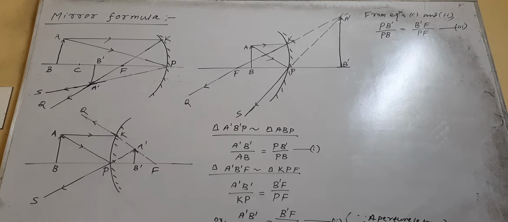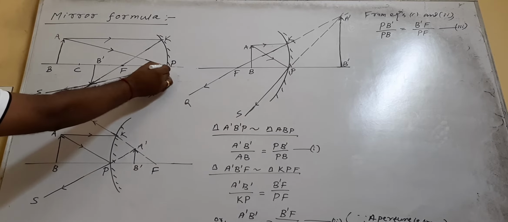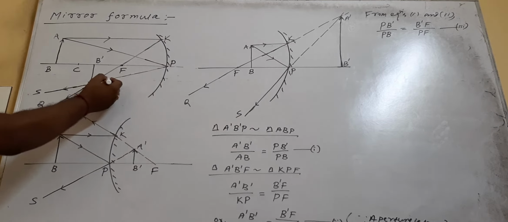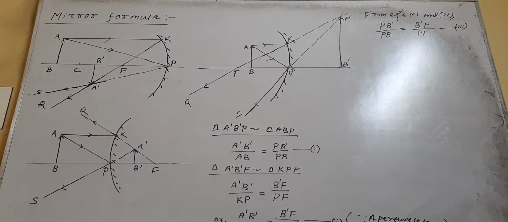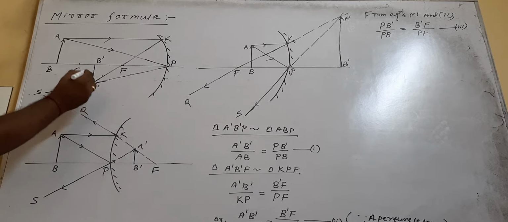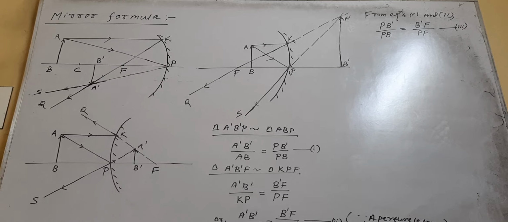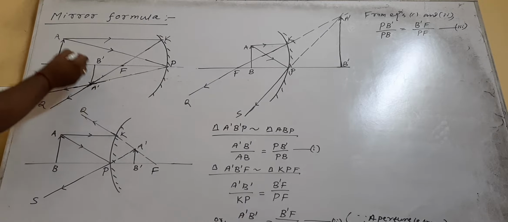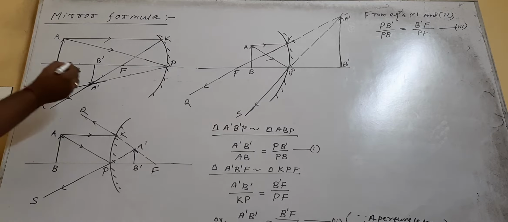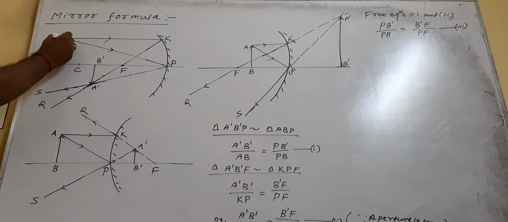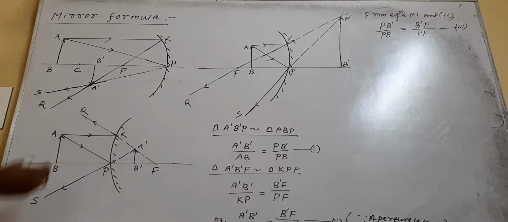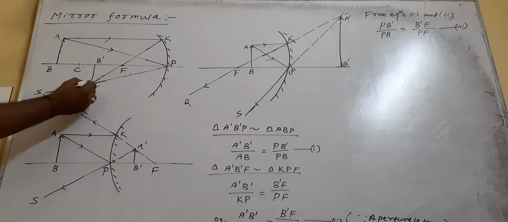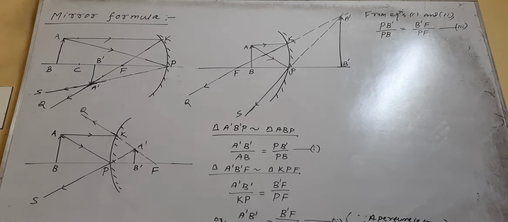Another incident ray, here it is AP, passes along PS. And you see these two reflected rays meet each other at the point A dash. So here A dash is the image point of A. You see these are the rays coming from A, these two incident rays. Now the reflected rays meet each other at A dash. So A dash is the image point of A.